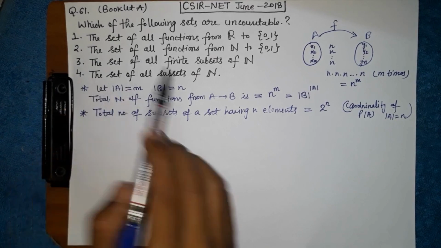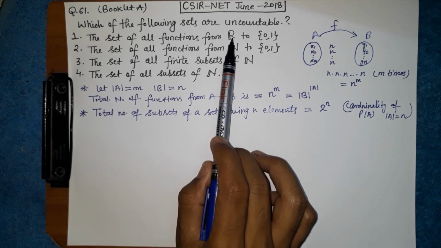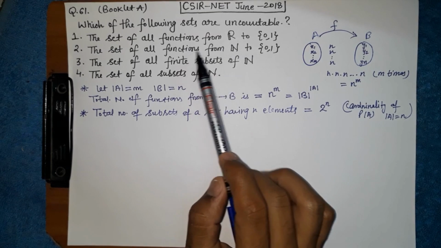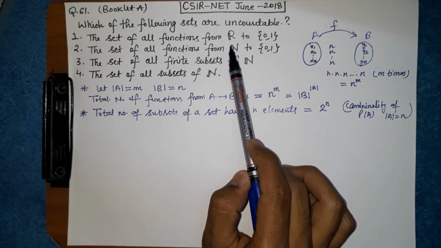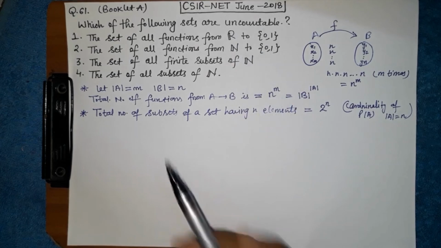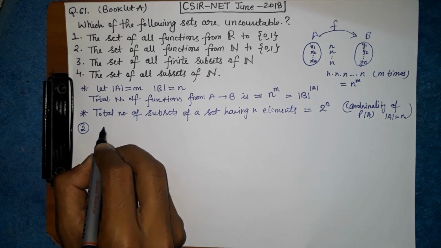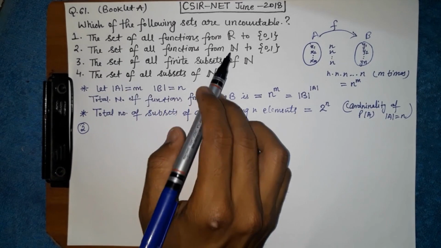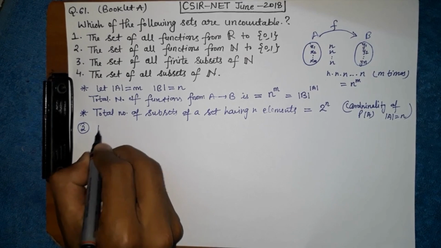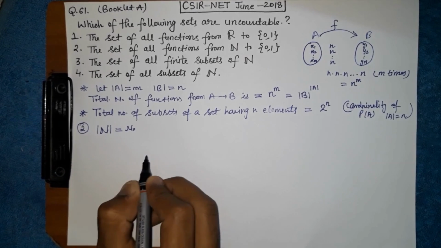So let us first see option number 2, because natural number is a subset of real number. So if we can determine the number of functions from N to {0, 1}, then it will be easy to evaluate from R to {0, 1}. So option number 2: the set of all functions, the total number of functions from N to {0, 1}. From this formula we can see that the cardinality of N, the natural numbers, is denoted by aleph naught.